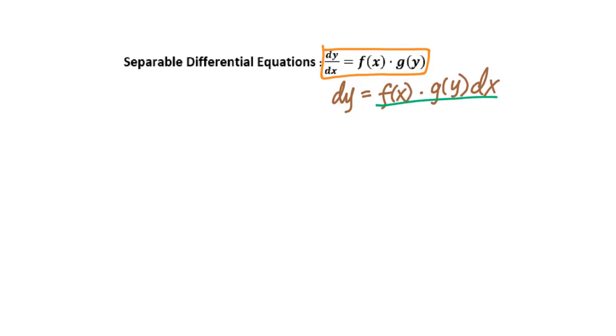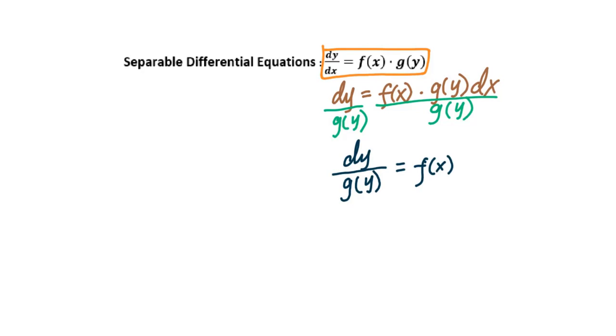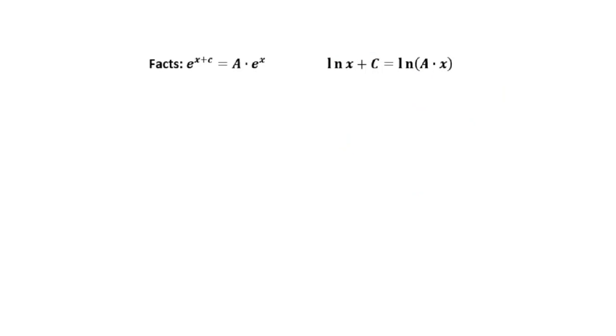Then we divide both sides by g of y, so that you will get dy over g of y equals f of x times dx. Then you can take the integral of both sides to solve for y. So let's talk about some more facts.